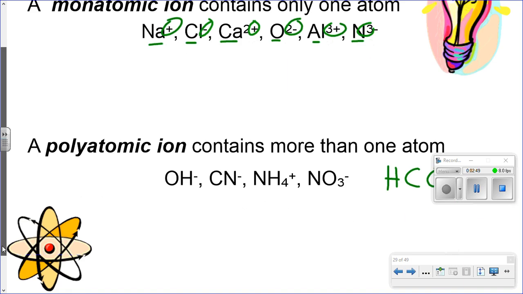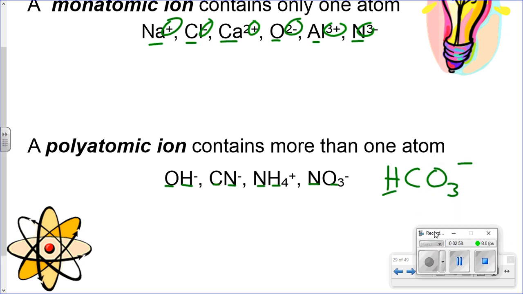Polyatomic ions are now more than one kind of element. There's H and O. There's C and N. There's N and H. There's N and O. Here's one that's hidden right here. Here's H, C, and O. So those are all polyatomic ions. And again, it doesn't matter what charge they have, whether it's plus or minus, whether it's +2, -2, etc., etc.